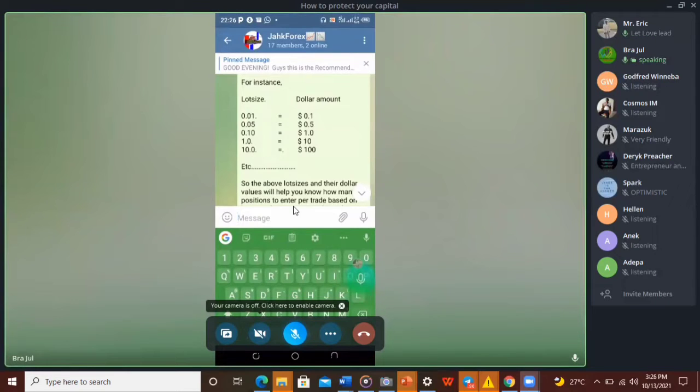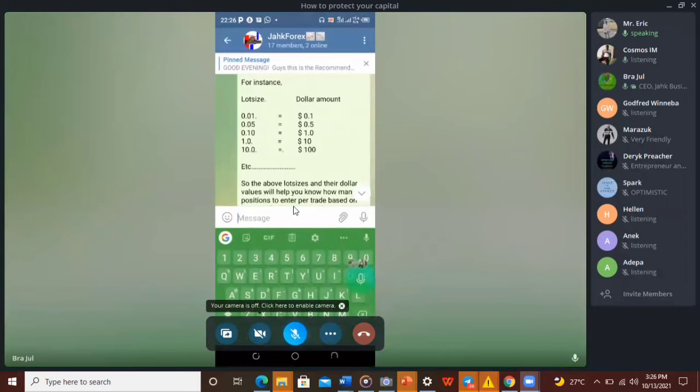Exactly. So if it is $2, which lot size will give you $2? It should be 0.02. Are you sure? And we are talking about $2. Yes, that $2 will be 0.20. Congratulations. The lot size is going to be 0.20.